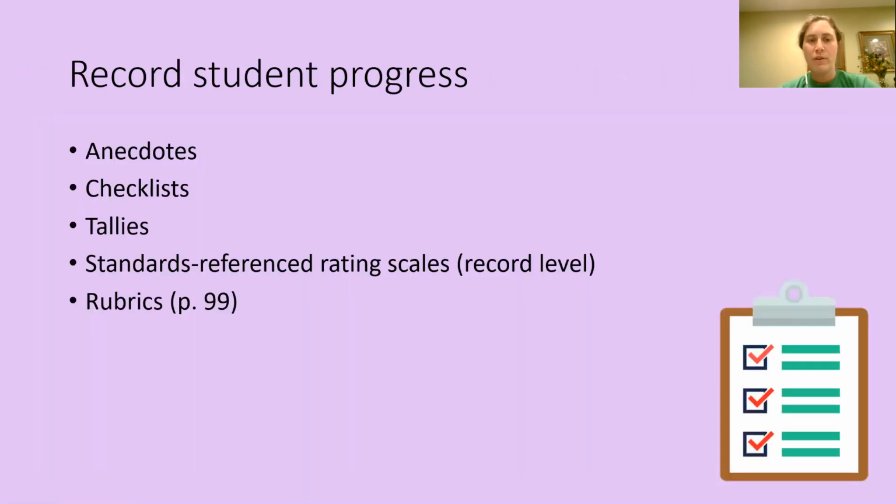All right, so when we're recording student progress, which I think we read about in Lon Ecke's chapter 6, we can use anecdotes, and these should be specific but concise, and we should mention the context in which they occurred. And we can use checklists, and we can borrow these from online and then modify them and add comments, and we can have tallies and use standards reference rating scales, which can help us record the student's level. And we can also use rubrics. And again, these are great for recording the student's progress over time.